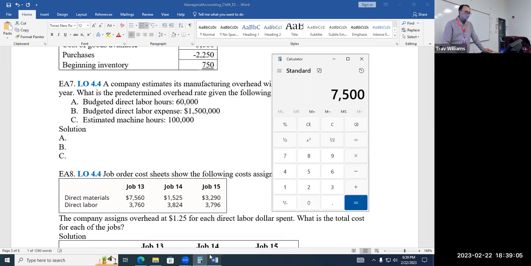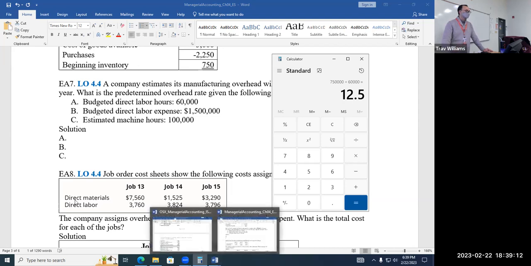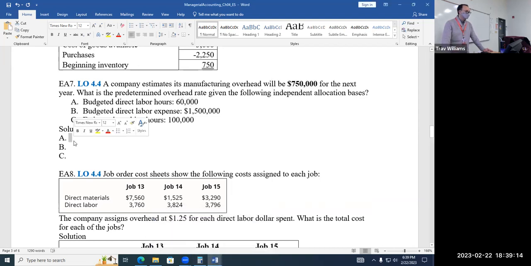So $750,000 of overhead divided by 60,000 direct labor hours comes out to $12.50 of overhead per direct labor hour for that company. So when they go to apply overhead to a particular job, they look at how many direct labor hours that job had, they multiply that by 12.50, and that's the overhead that they apply for that job.